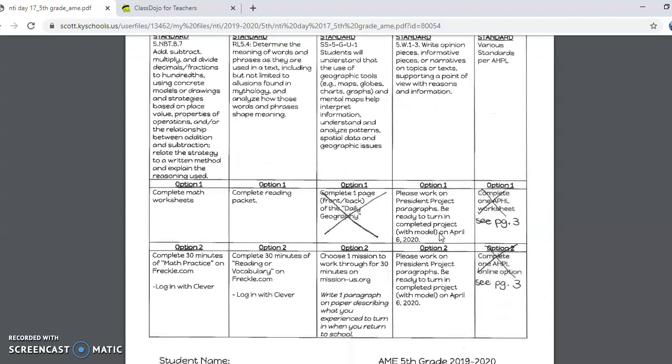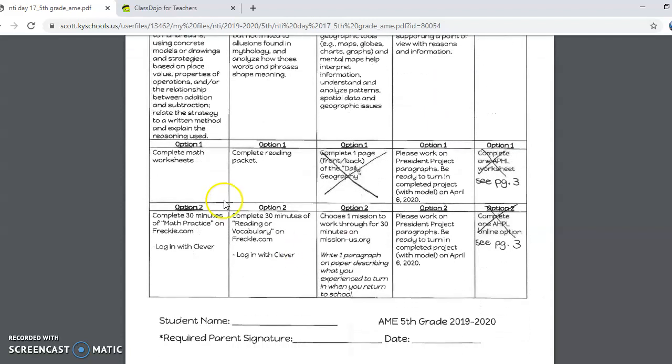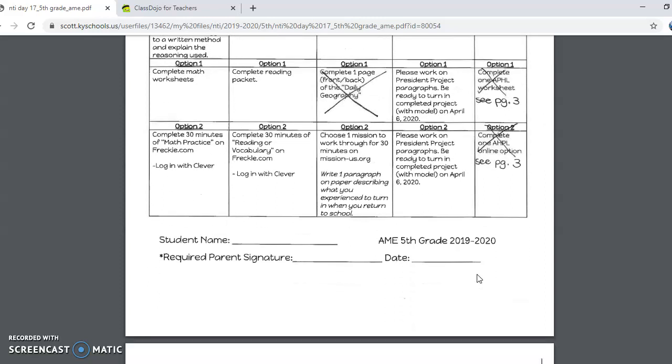For today's work, you have, similar to yesterday, your option of your math sheets, your reading packet, and working on your president paragraphs. Then we have an Apple option, and if you'd rather do things digitally, you can be working on Freckle for reading or math, or both, and then Mission US in the paragraph. You still need to work on those president project paragraphs, and there is an online option for Apples as well.